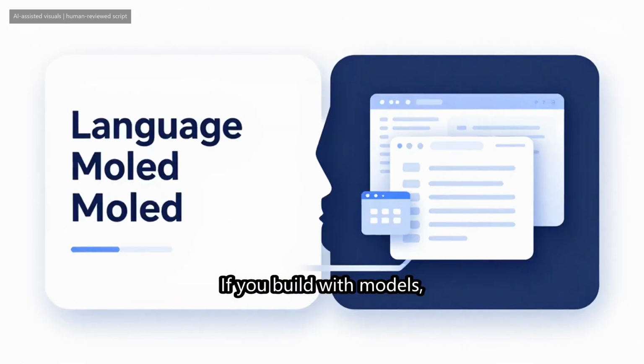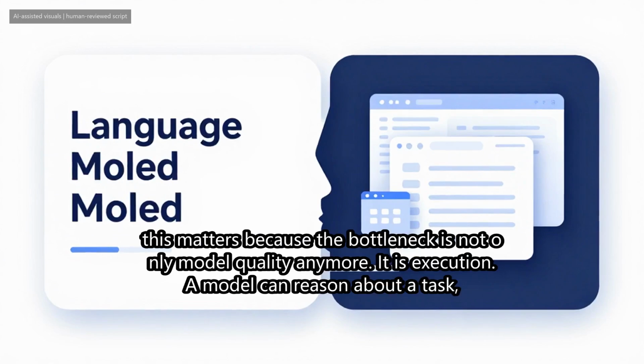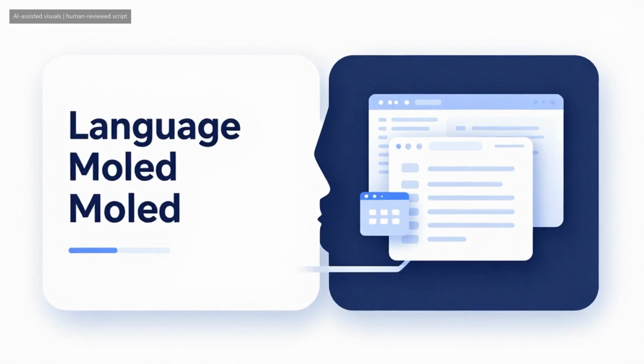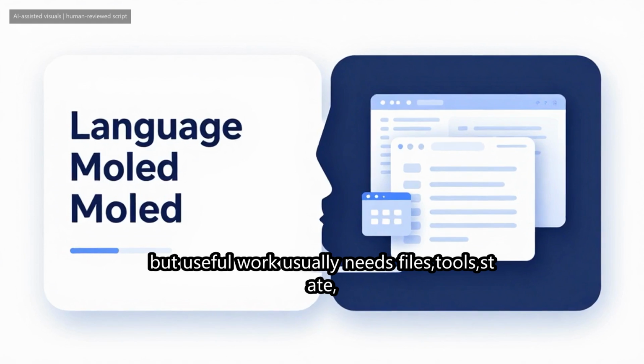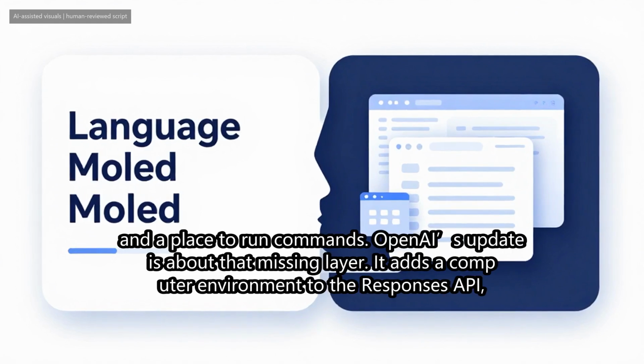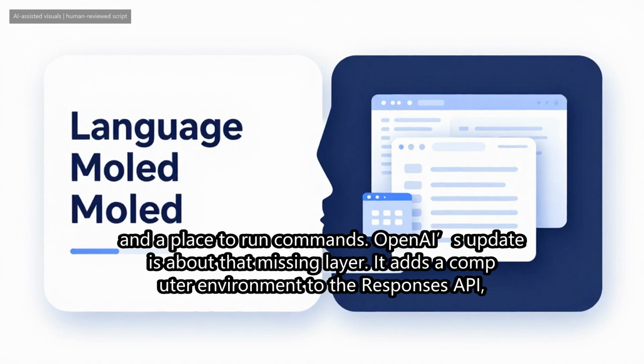if you build with models. This matters because the bottleneck is not only model quality anymore, it is execution. A model can reason about a task, but useful work usually needs files, tools, state, and a place to run commands. OpenAI's update is about that missing layer.